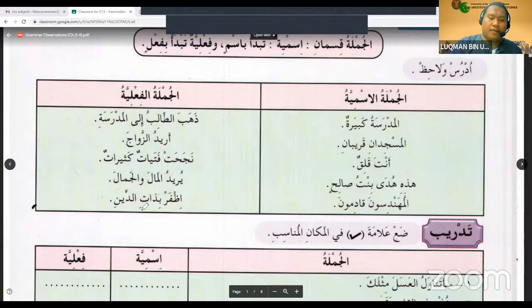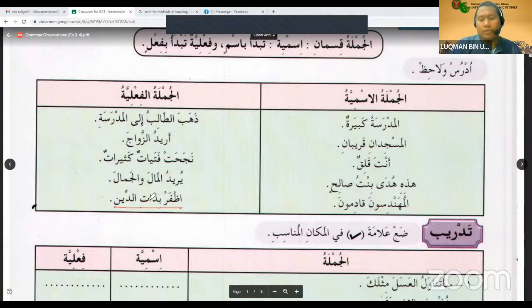Ifar bidatid din. Ifar bidatid din. So choose the religious one, or choose the woman who is religious.